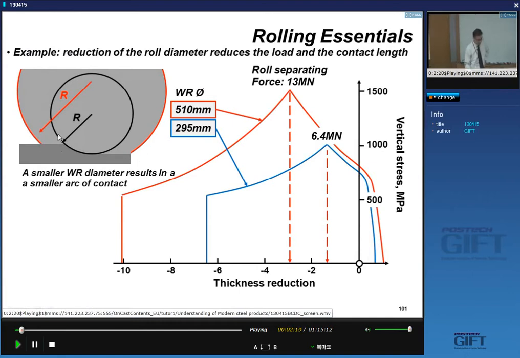And these are typical things that happen within the roll gap. Here you have two different rolls used to achieve a certain reduction, right? If you have a larger roll, you have, of course, a larger contact area, as you can see here, that's the red line, than with the blue work roll, and a larger separation force, but also a larger reduction.